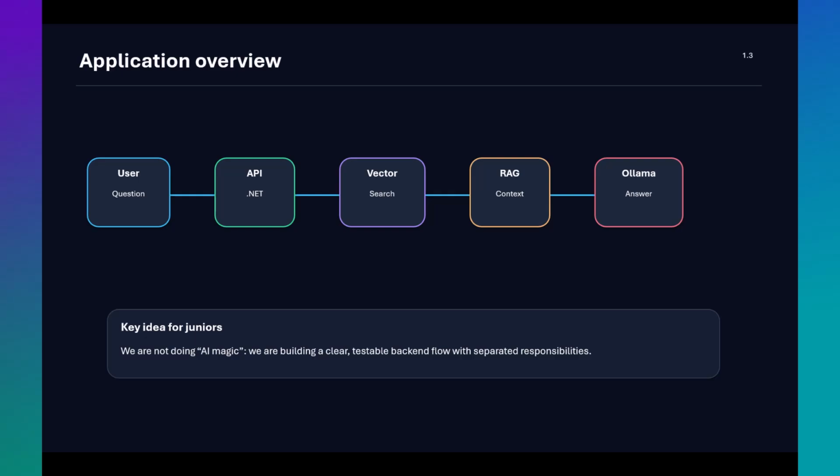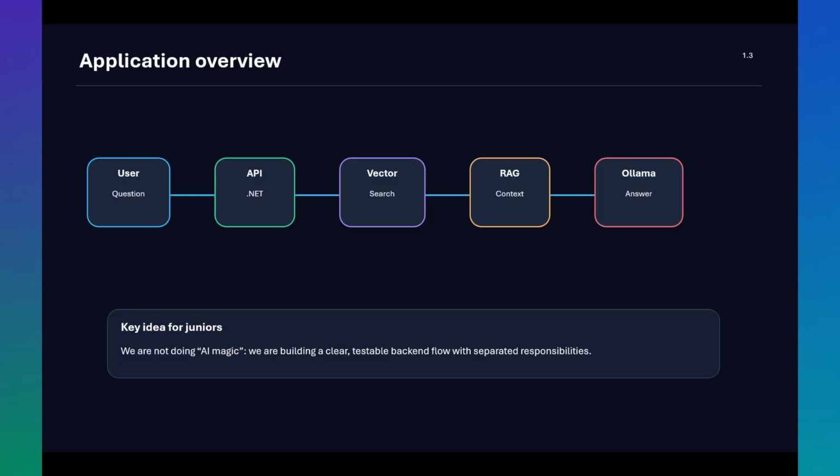This slide shows the main flow of the application. The user sends a question to the API. The .NET Web API receives that question and starts the backend process. Then, the system generates or uses a vector representation of the question. This allows us to search by meaning, not only by exact words. After that, we use RAG to retrieve relevant context from the CV. Finally, Ollama receives the context and the question and generates the answer.